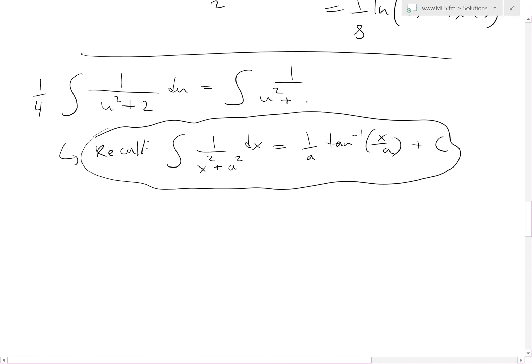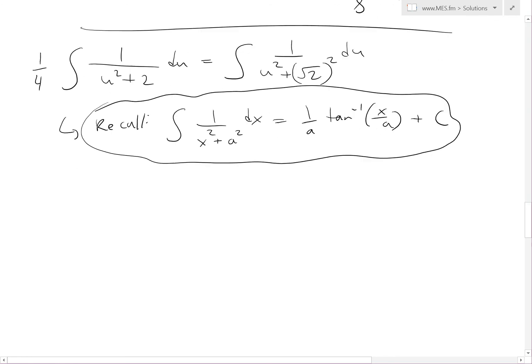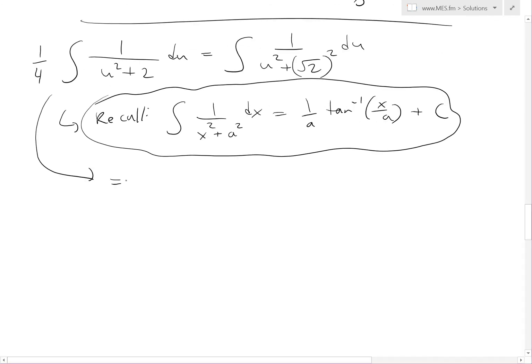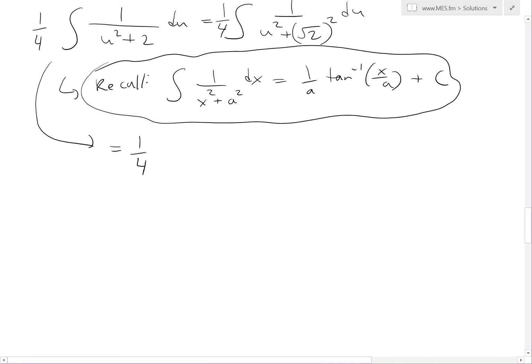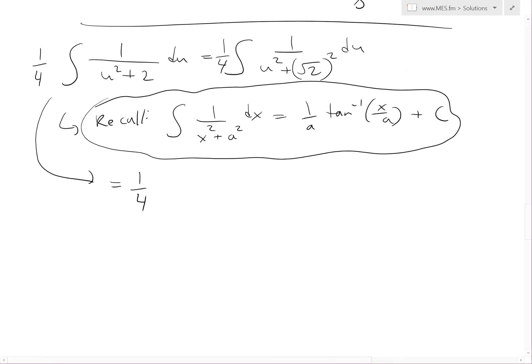So this would equal 1 over u squared plus, now it's 2, that could be written as square root of 2 squared, just so that we have an a squared there, du. So drag this down, this equals, again, there's a 1 over 4. So this equals 1 over 4, and then we just have this a right here.